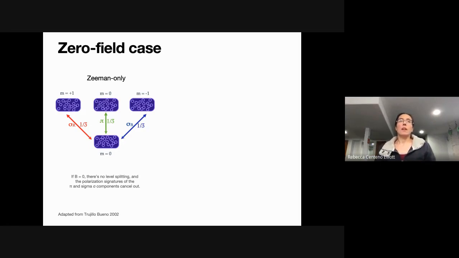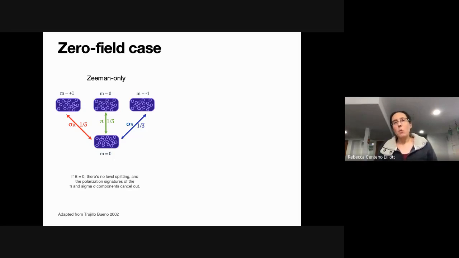This is true as long as the number of pi and sigma component transitions per unit volume and time is identical. And this is true provided that the populations of the magnetic sublevels for a given energy level are identical. And this is what this cartoon is trying to depict, actually. Each box in this cartoon represents a magnetic sublevel, and the little circles inside the boxes represent the atomic populations that exist in each one of those energy states.